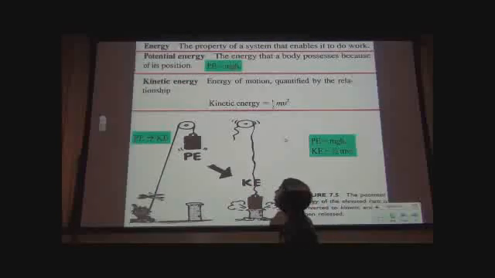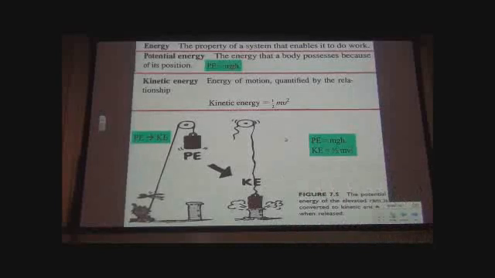Okay, next, introducing the concept of energy, right? Okay, again, from a philosophical perspective, I'll switch between physics and philosophy. From a philosophical perspective, we do not know what energy is. Notice what it says up there. It says the property of a system that enables it to do work. Have we really answered the question?